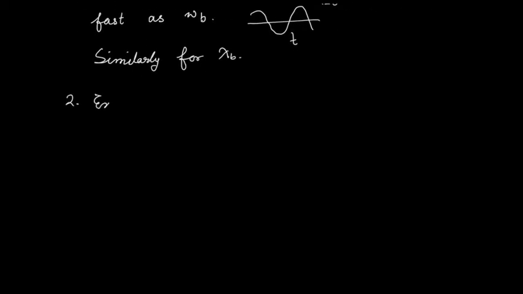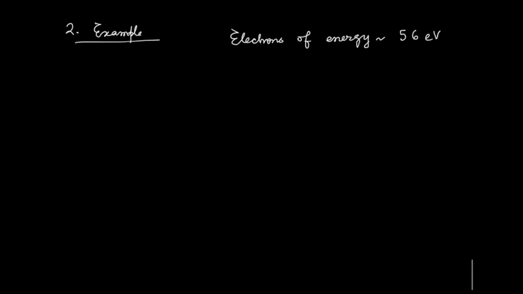That is our first example. On the other hand, let's see what happens if we consider another example, and this time we are considering electrons of energy 56 electron volt. Why this particular number, we will come back to later. But what is an electron of energy 56 electron volt? Can we produce such an electron?